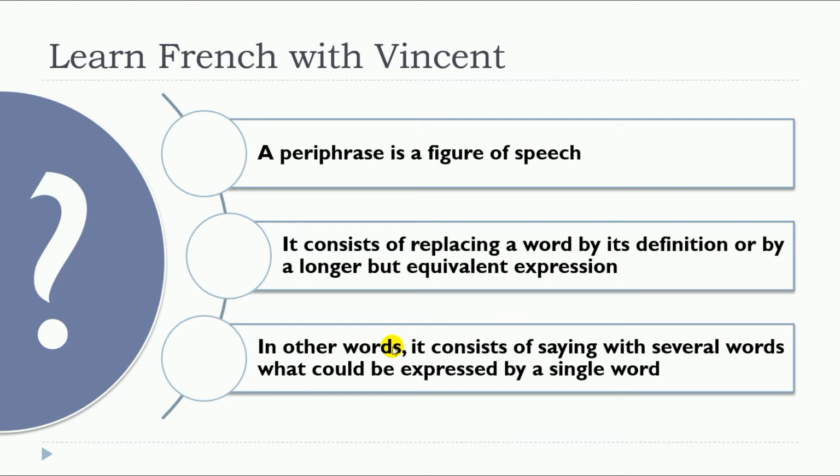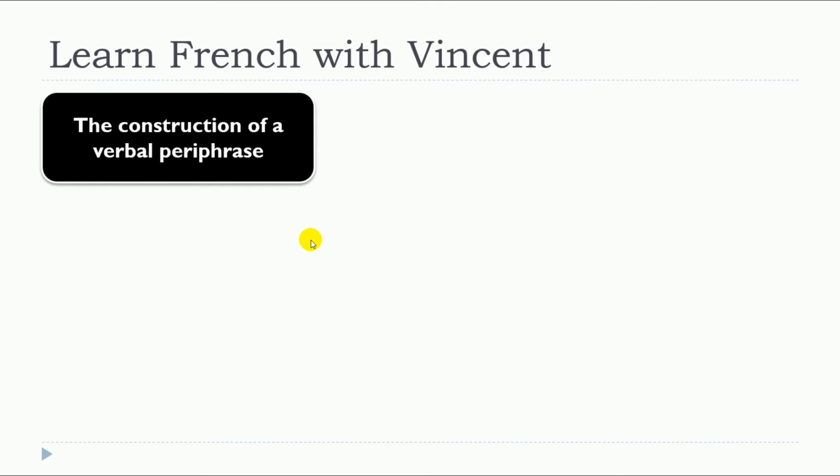So in other words, it consists of saying with several words what could be expressed by a single word or by several other words. So this is une périphrase. And definitely the concept here is a figure of speech. So expressing one concept in a different way. So this lesson is about the construction of a verbal periphrase.